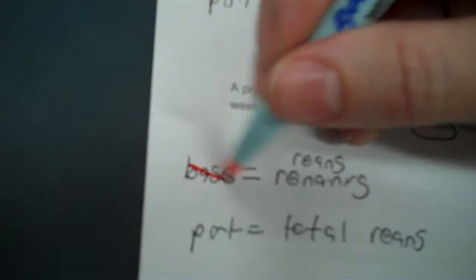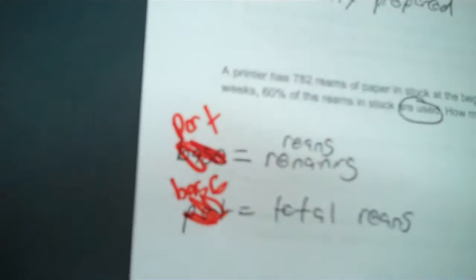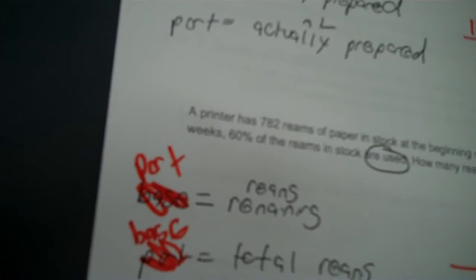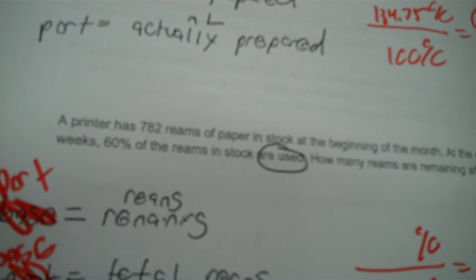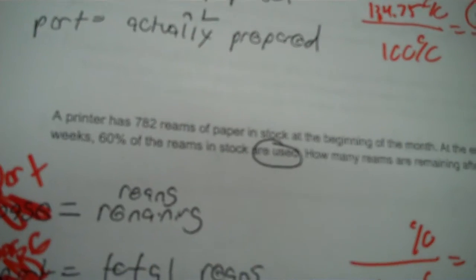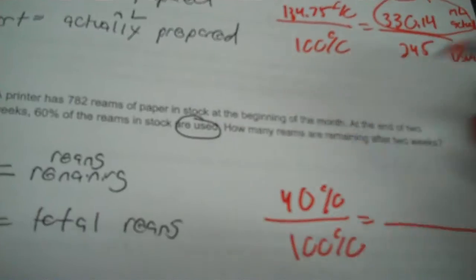Oh, I got these mixed up. My bad. Okay, put part, base. Yeah, base is total reams. And the part is the reams remaining. There's another problem I messed up on that too. Okay, so it says how many reams are remaining. So I'm not going to know that. Now the percent I'm actually given, it's 60%, but those are used. Those aren't how many are remaining. So used means I would take 100 minus 60, and that's going to be my percent.